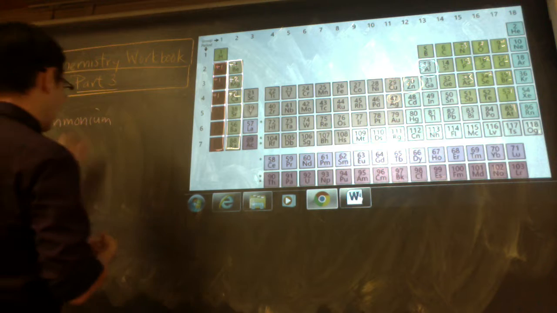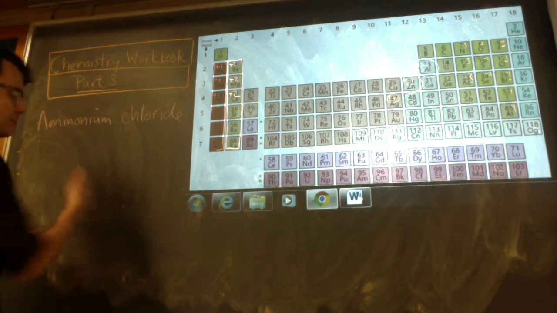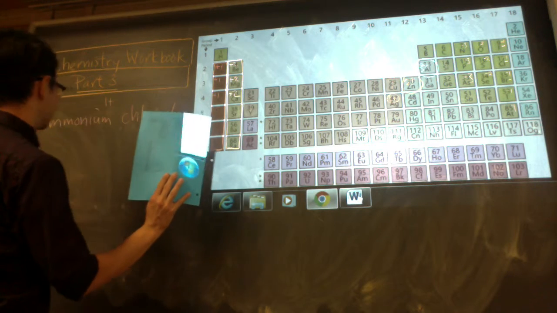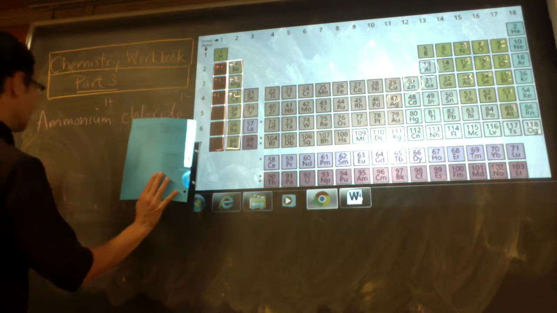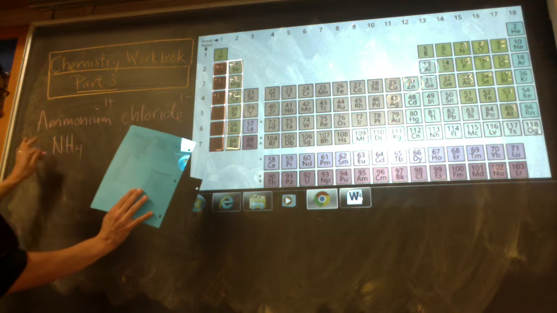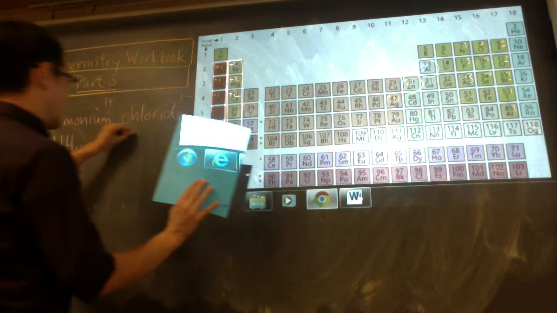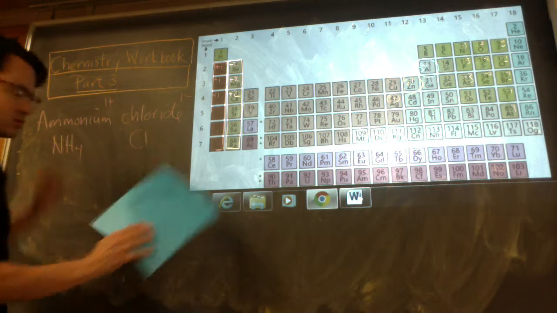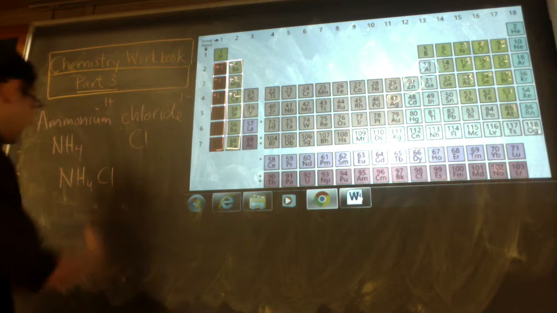Let's do ammonium chloride. Ammonium, as you can see from the back here, is a 1 plus charge. Chloride is a 1 minus charge. Ammonium is NH4. And again, that's a whole group that travels and all has a combined plus 1 charge. And chlorine has a 1 minus charge. 1 goes down here, 1 goes down here, so it's just NH4Cl, ammonium chloride.